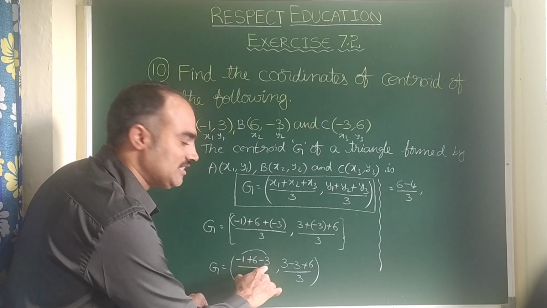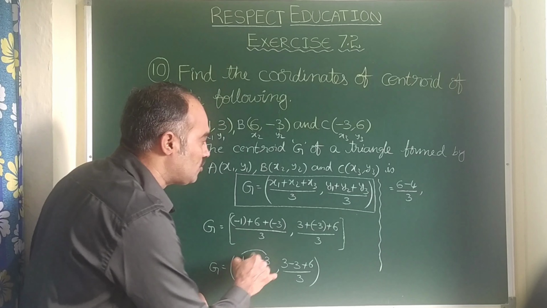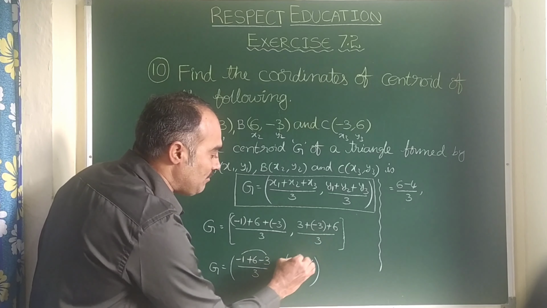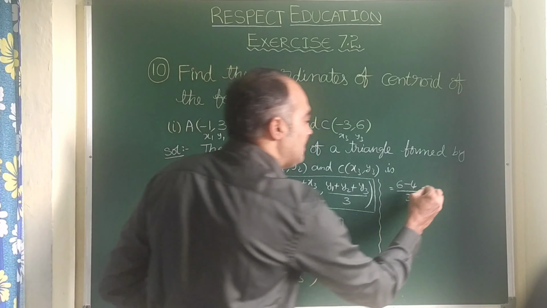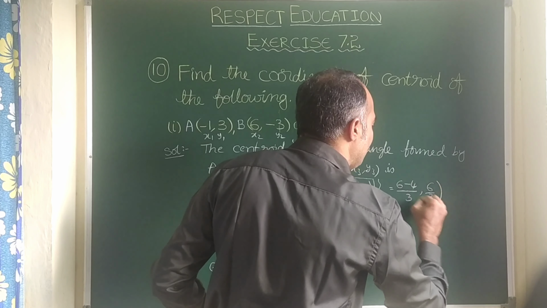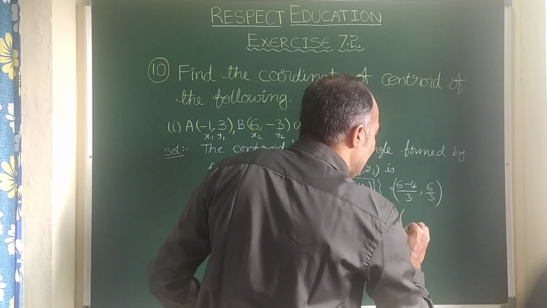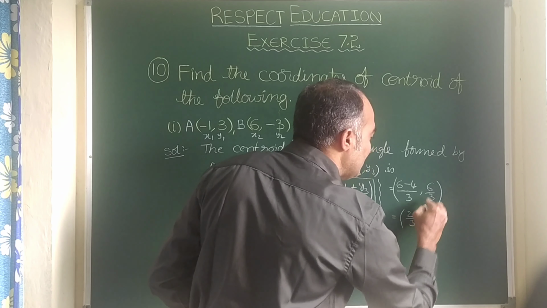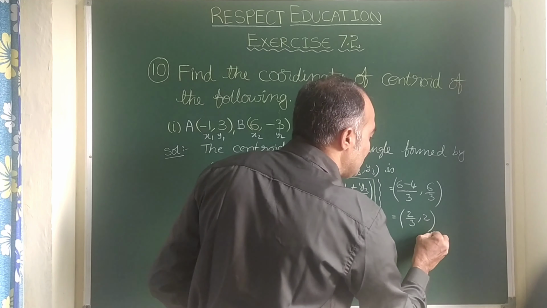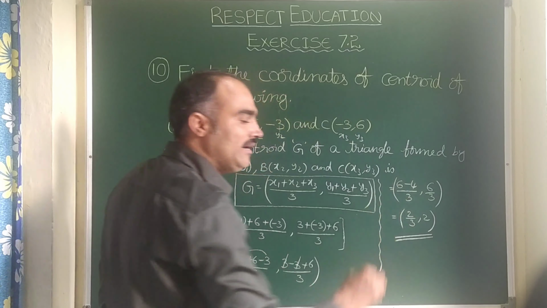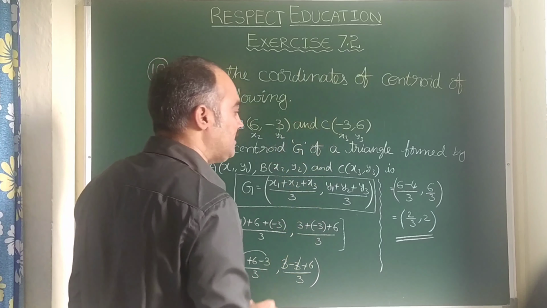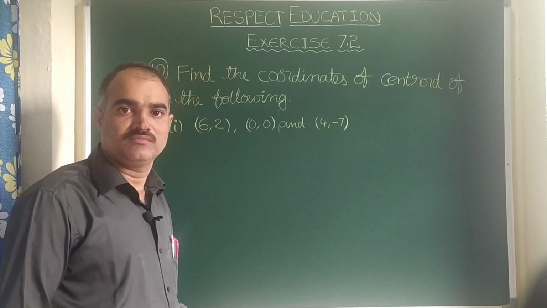See here minus 1 minus 3 is minus 4. So 6 is positive, so I am writing 6 first. Then here minus 4 by 3. Here plus 3 minus 3 get cancelled. We get here 6 by 3. So finally here 6 minus 4 is 2, 2 by 3, comma, 6 by 3 is 2. So this is the centroid of the triangle formed by the given 3 points ABC, right?